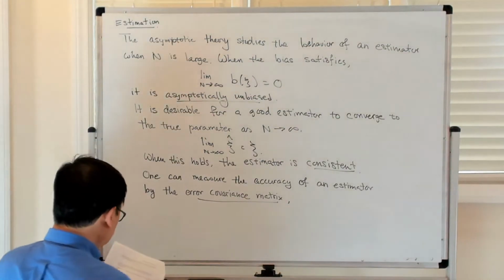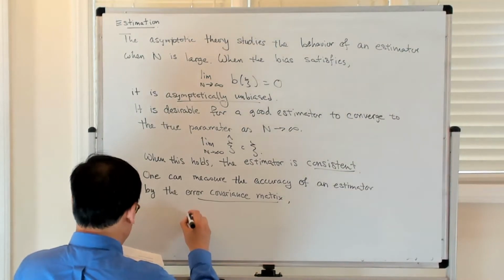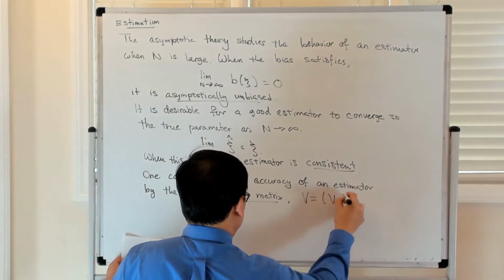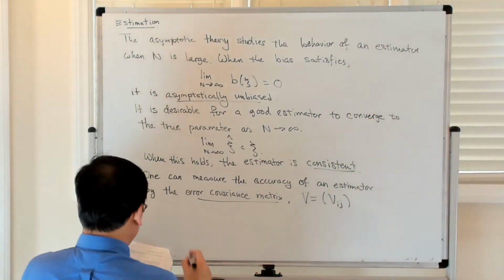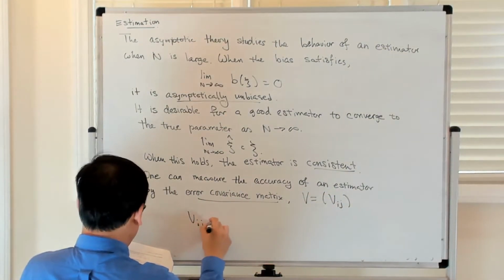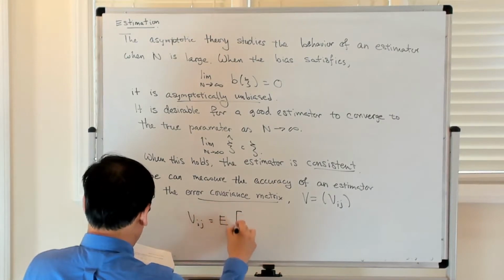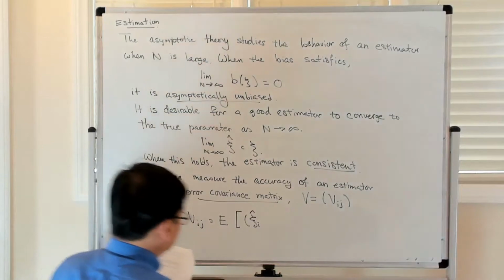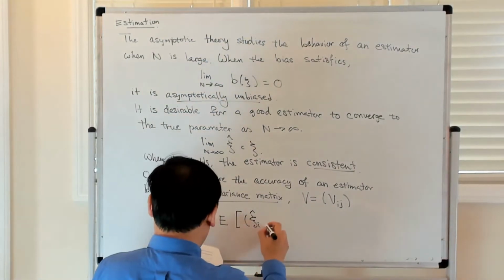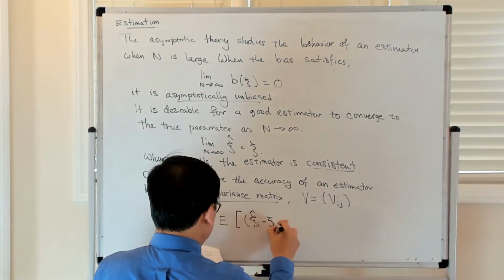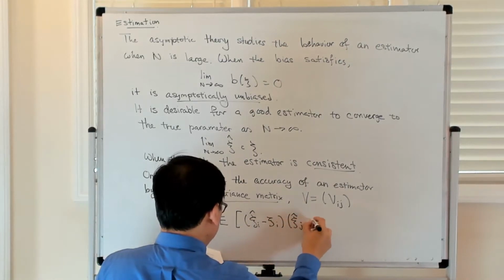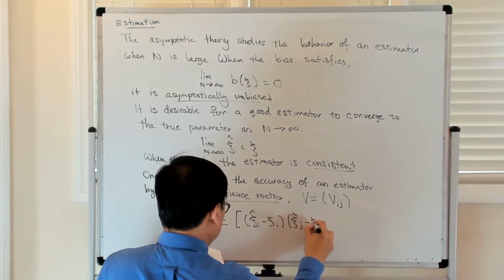Okay. So this matrix is V with components i and j, and V_ij is the expectation of the estimate of the i-th component minus the true value of the i-th component, times the estimate of the j-th component minus the true value of the j-th component.